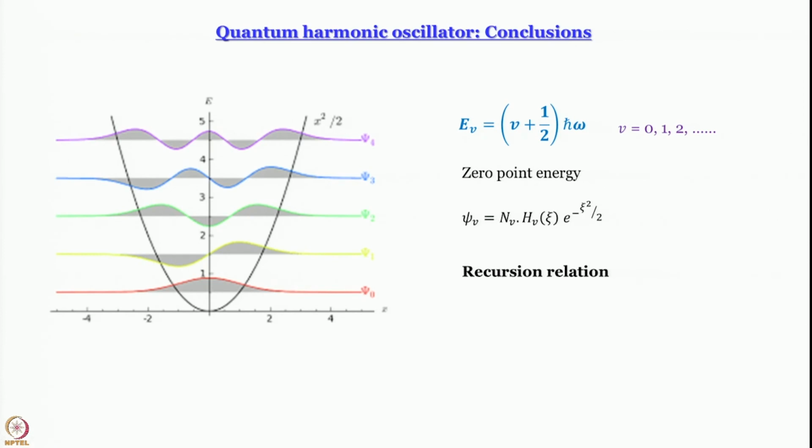Then we have learned that a recursion relation connects these wave functions. So, just multiply a wave function by xi, you will be able to get a linear combination of the wave function before and the wave function after. So, that is all for the simple harmonic oscillator. This, as we said earlier, has very profound application in vibrational spectroscopy.